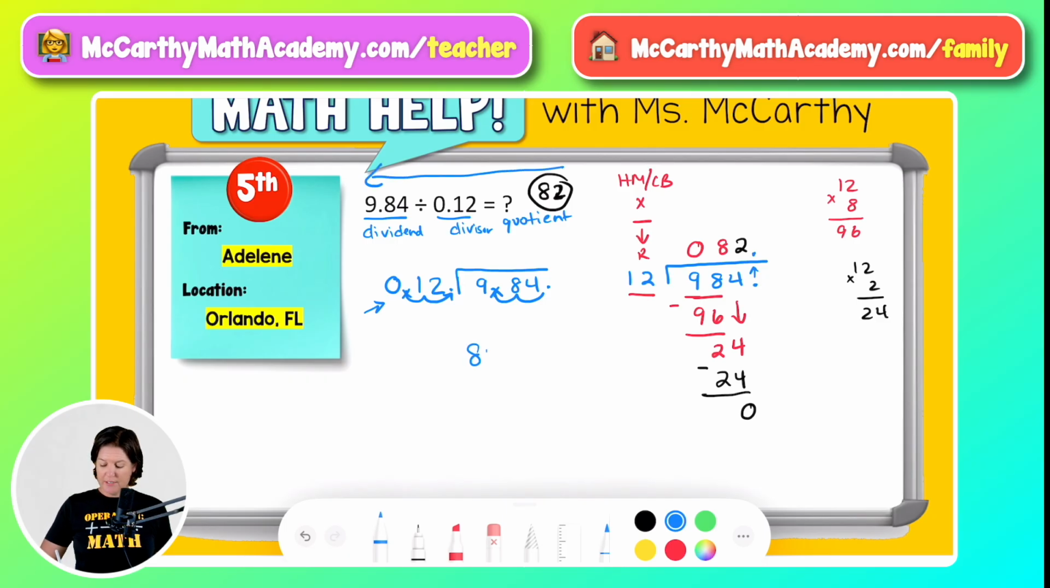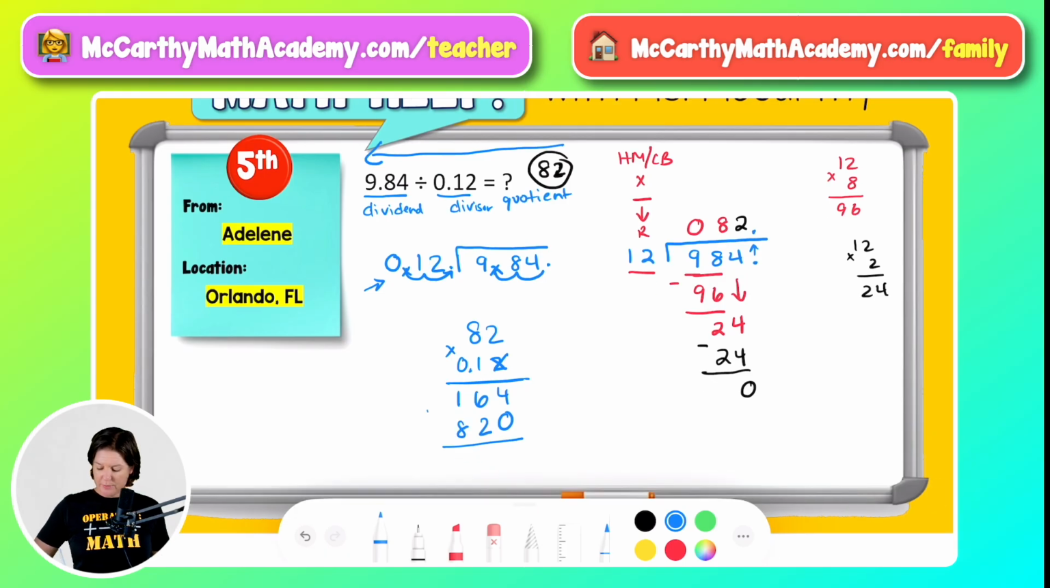So if I have 82 times 12 hundredths, when we're multiplying with decimals, we kind of ignore the decimal, but we'll put it in at the end. So 2 times 2 is 4. 2 times 8 is 16. Then I cross out, erase any regroupies up there, but I don't have any, and place a 0. 1 times 2 is 2. 1 times 8 is 8. And when I add those up, 4, 8, and 9, and now I need to work with my decimal.